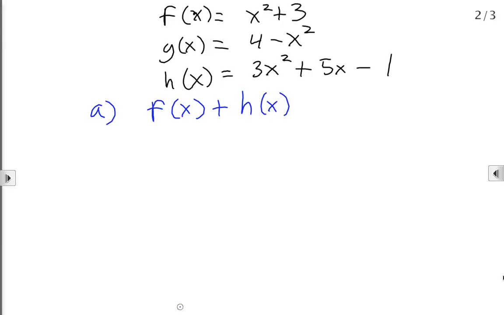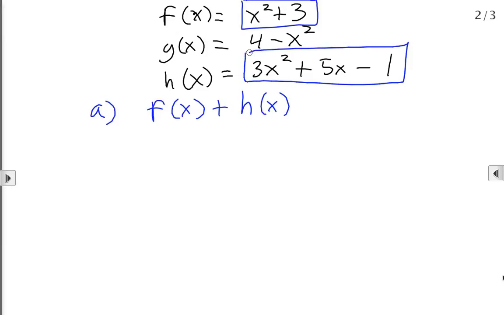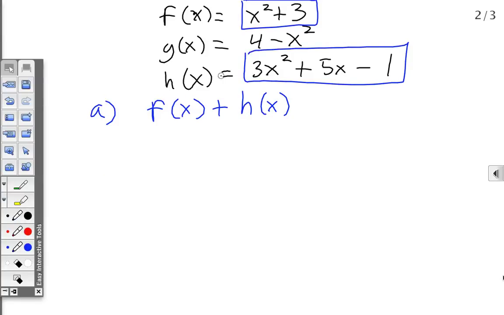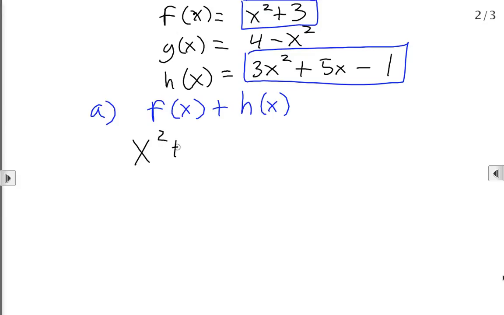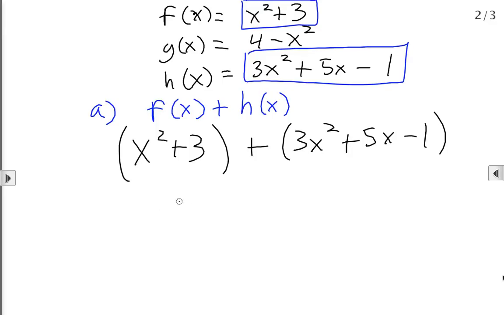What this means is you take the f of x function, and you take the h of x function, and you add them. You add f of x, so x squared plus 3, and it's appropriate to write that in parentheses, at least as the first step. And then we're going to add the h of x function, and it's appropriate to write that in parentheses as well. You can skip the parentheses for addition problems, but for subtraction problems, you have to use parentheses, so let's go ahead and use them for addition also.